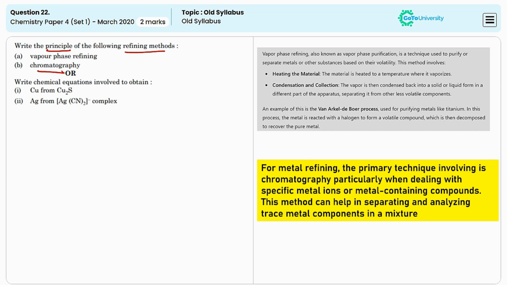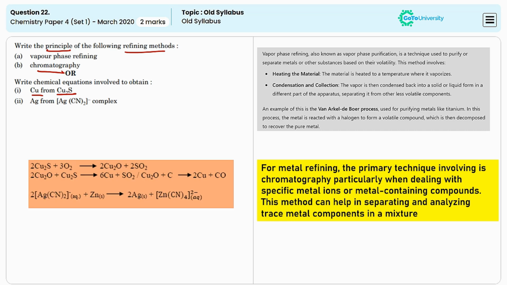In the second question, we have to write the chemical equations involved here. The first reaction is the extraction of copper from Cu2S. Here the equations can be represented in two steps. In the first step, the copper sulfide reacts with oxygen to produce the corresponding copper oxide. In the second step, the copper oxide reacts with another copper sulfide molecule to produce pure copper.